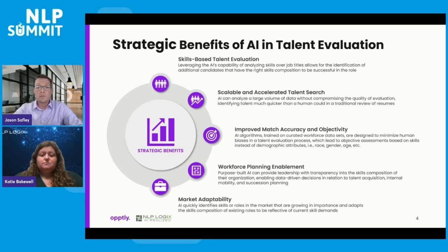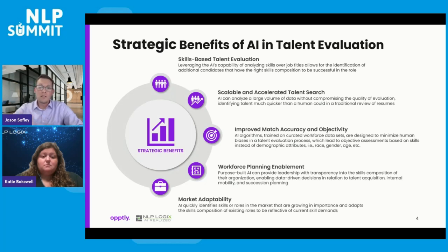Some other strategic benefits of leveraging AI in our space are scalability and acceleration. There's been a war on talent going on for quite a while. But leveraging AI, you can identify that talent much quicker than a human could possibly do, through the vectorization of the jobs and the vectorization of the candidates. You can quickly surface a substantial number of candidates within seconds.